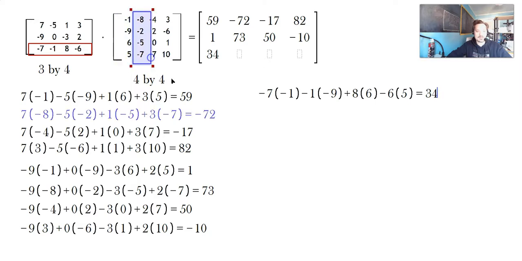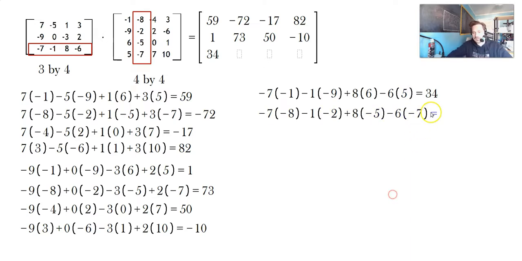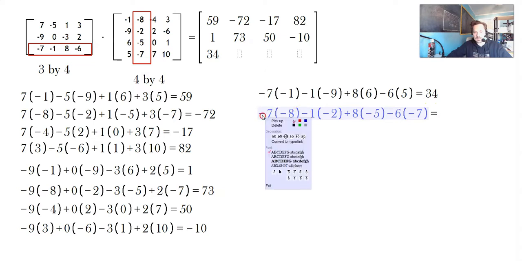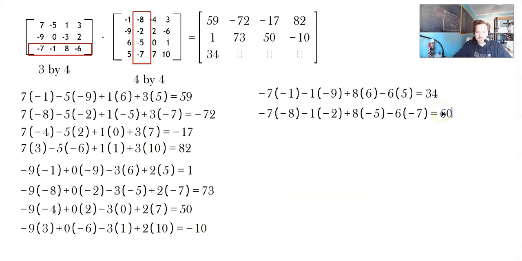Then you go on to the next column. So scan over to the right a little bit. And then you're going to have negative 7 times negative 8, minus 1 times negative 2, plus 8 times negative 5, and then minus 6 times negative 7. All right, and then punch this into your calculator. That gives a value of 60. That's correct, so it's going to be 60 here.